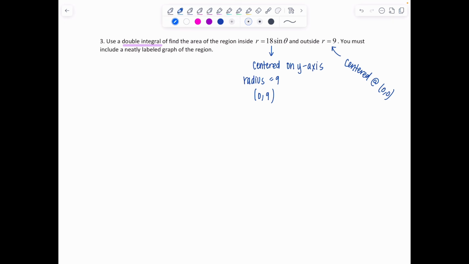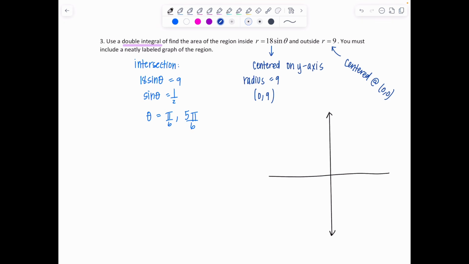Okay, before we draw our graph, we have to find where they intersect. So we're going to set 18 sine theta equal to 9. Then I get sine theta is a half. So that happens when theta is pi over 6 or 5 pi over 6. Perfect. Now let's draw these two circles. Okay, that's probably perfect right there.